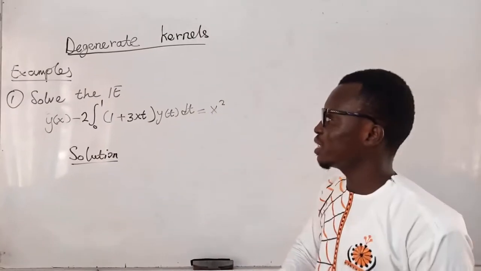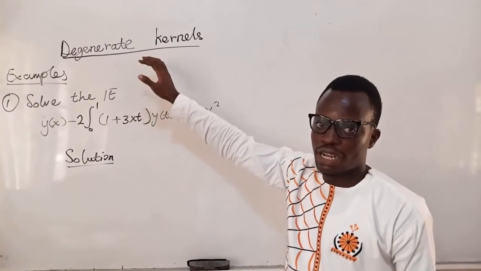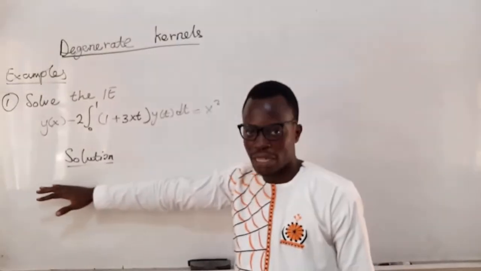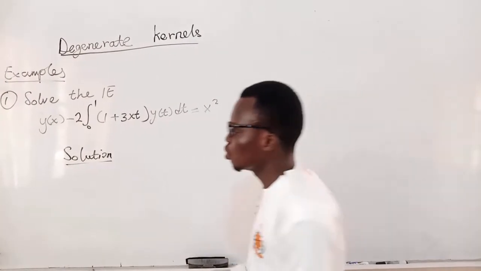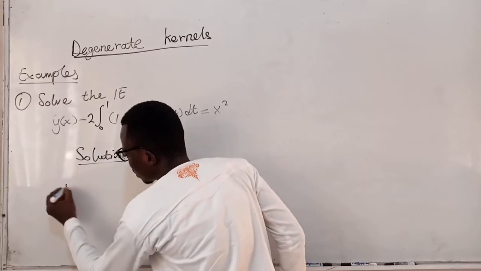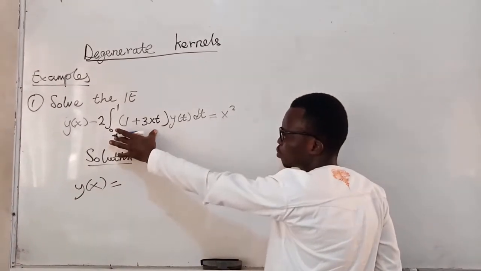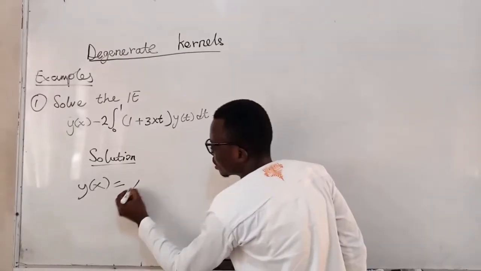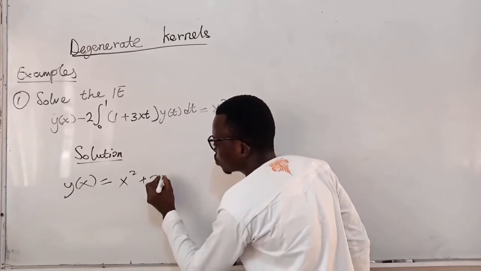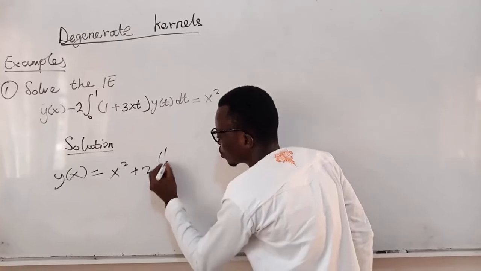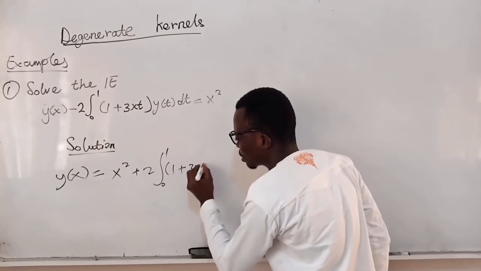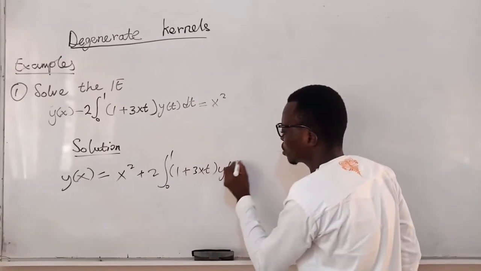In our previous video, we said that a degenerate kernel is a finite sum of pairwise product functions. So let's rewrite this equation. We need the general form, so let's send this one to the other side, which gives y(s) equals s squared plus 2 integral from 0 to 1, (1 + 3st) y(t) dt.